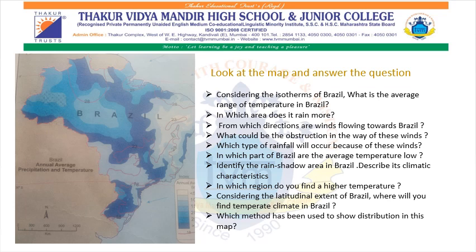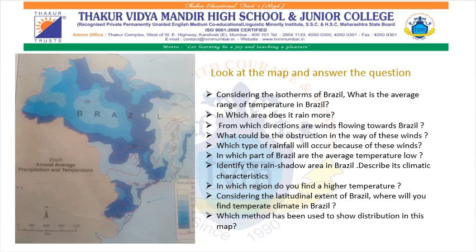The third question, from which direction are winds flowing towards Brazil? Here we can see the arrows showing the direction of the wind. The wind flows towards Brazil from southeast and northeast direction.